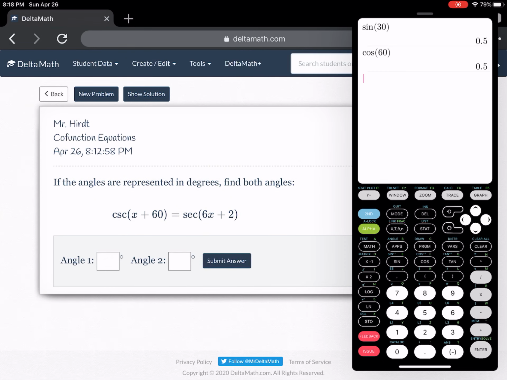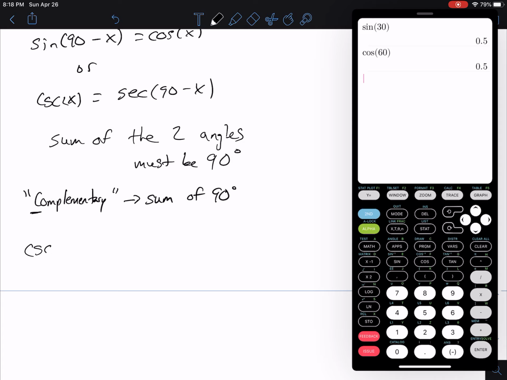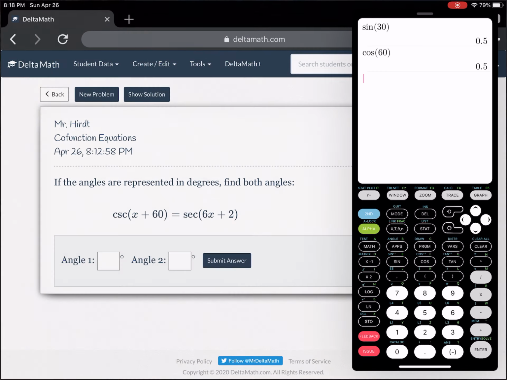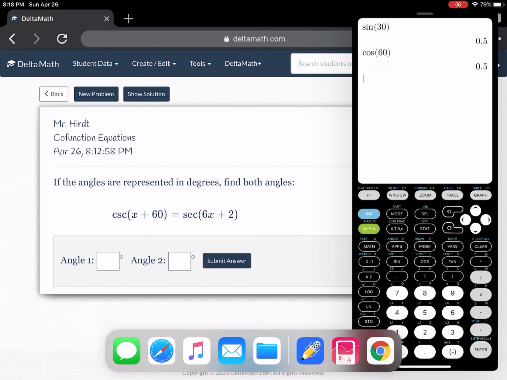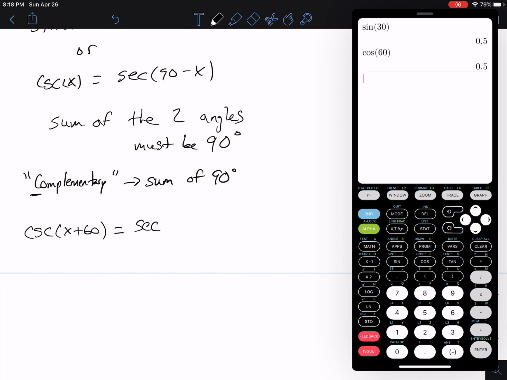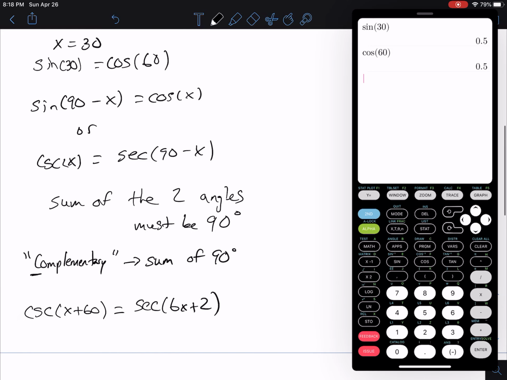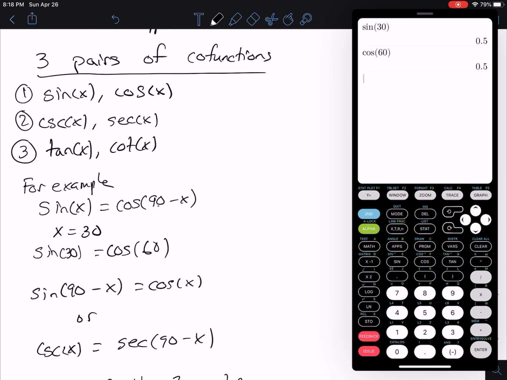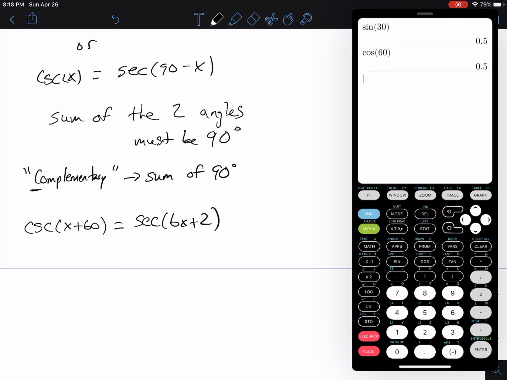Now I'm going to tell you in advance, what's really nice about these problems is that the pairs are already developed for you, so you don't have to worry and say, are these cofunctions? I'm telling you they're cofunction examples. So cosecant of x plus 60, and the second pair that we have is secant of 6x plus 2. Now it looks a little bit different than that formula, but the important part to remember is they sum to 90 degrees. Because cosecant and secant are one of our pairs, pair number 2, they are cofunctions.